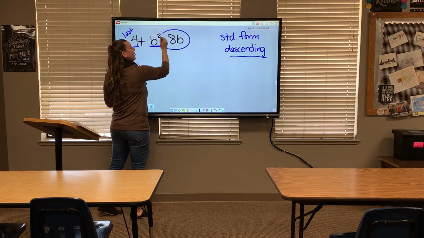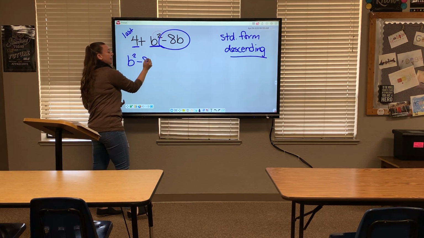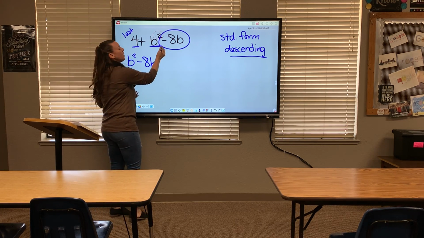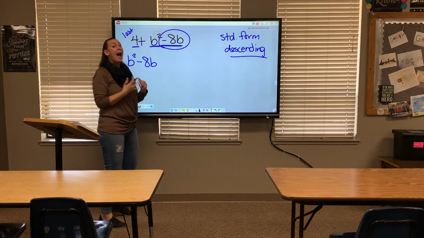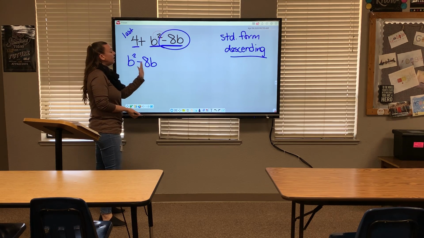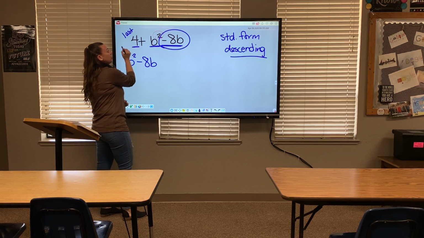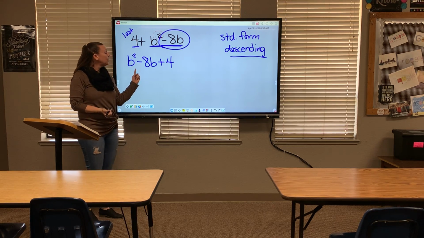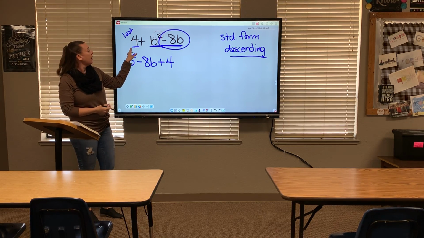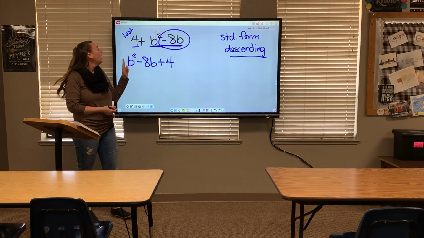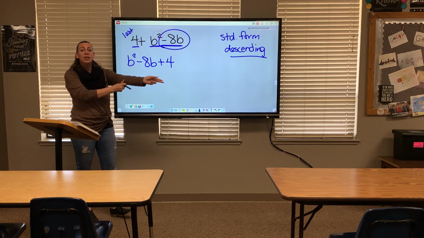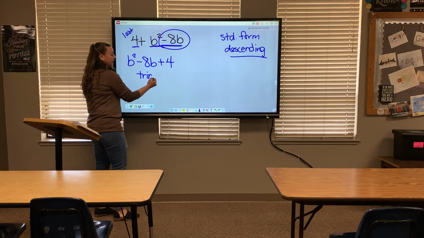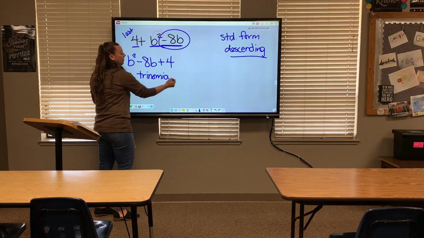After my b squared, I look at the negative 8b. Now this negative symbol, or that subtraction symbol, sticks with the number that comes after it. So I'd have b squared minus 8b. Now there's no symbol here in front of the 4, so it's a positive 4. I still need to separate it. I want to double check. I have 1, 2, 3 terms here. I should have 1, 2, 3 terms here. And since there's 3 terms, that means if I have to classify it, it is a trinomial.